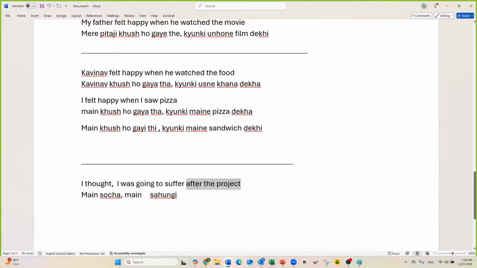Now this is the object. This object in English is written at the end, but in Hindi it is written in between. So we'll put it in between. Project will stay as project because we don't have any Hindi word for it. The Hindi word for after is baad, but baad comes after that. So we'll say project ke baad. That is how the Hindi sentence is going to be.